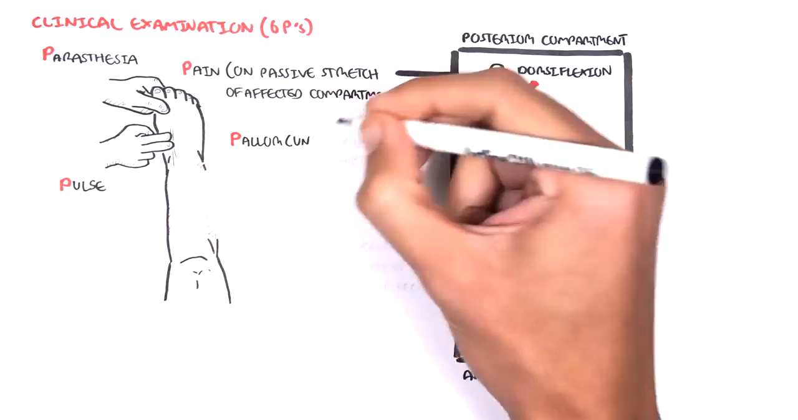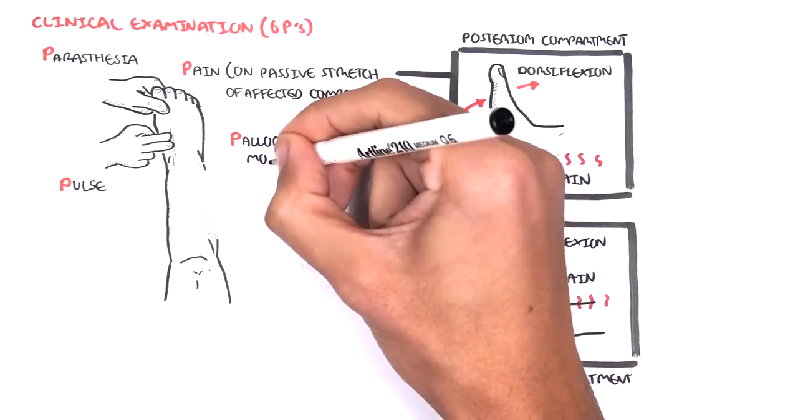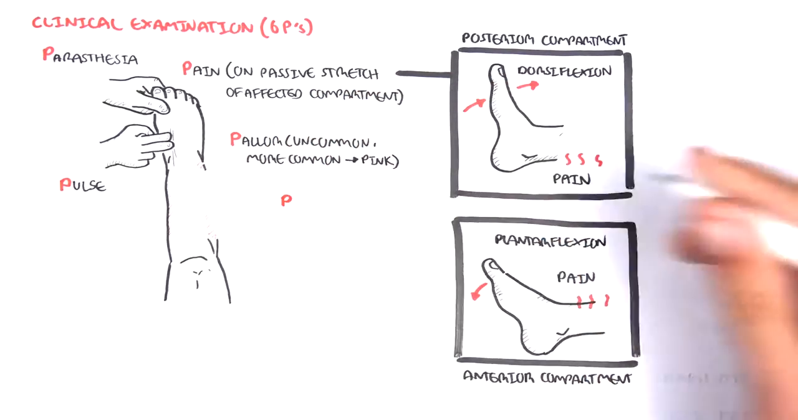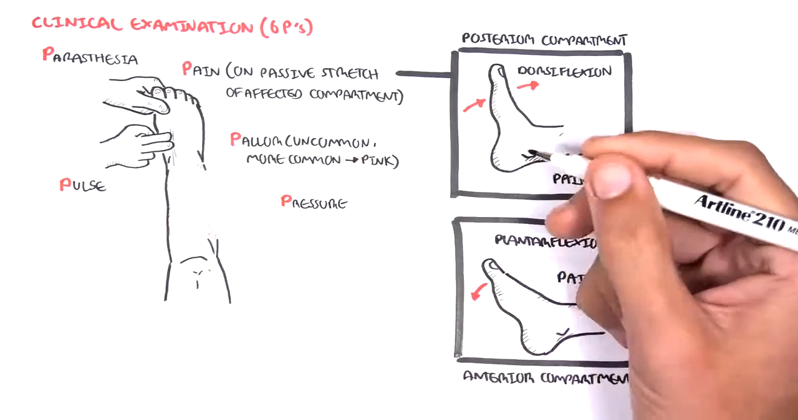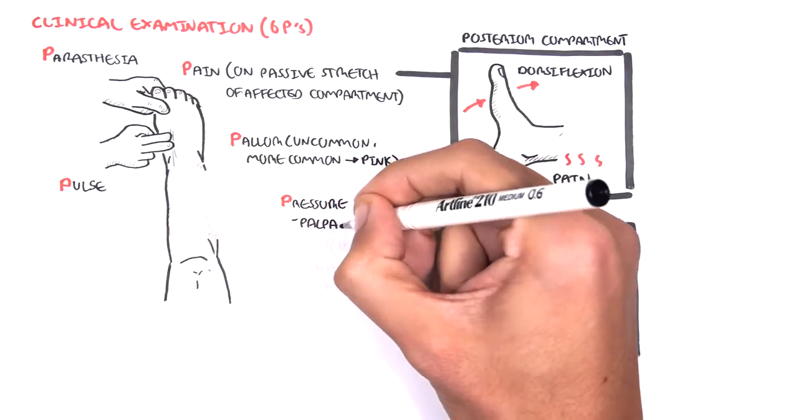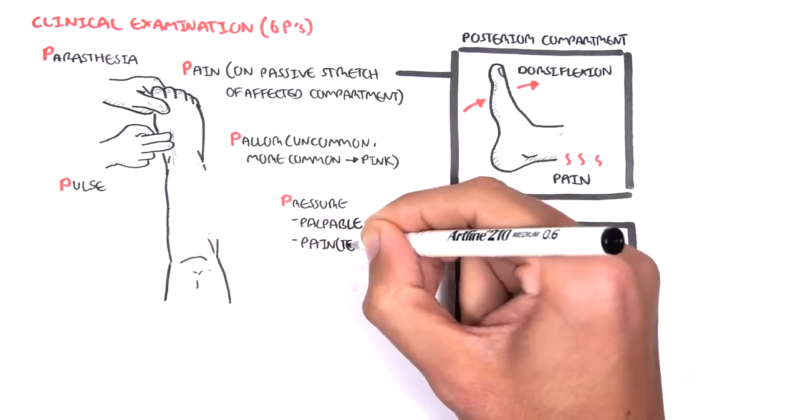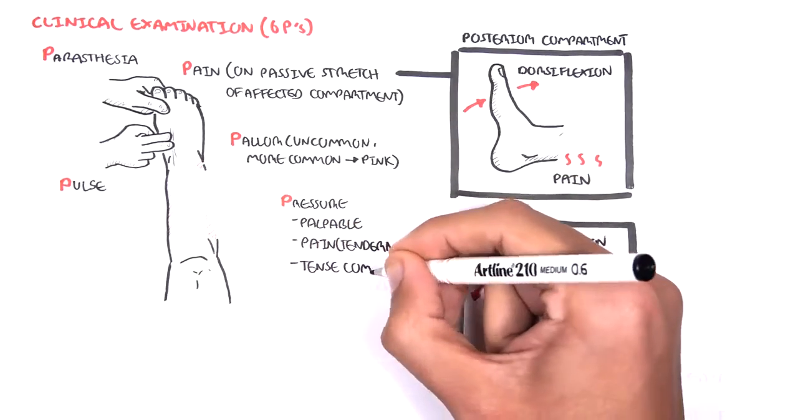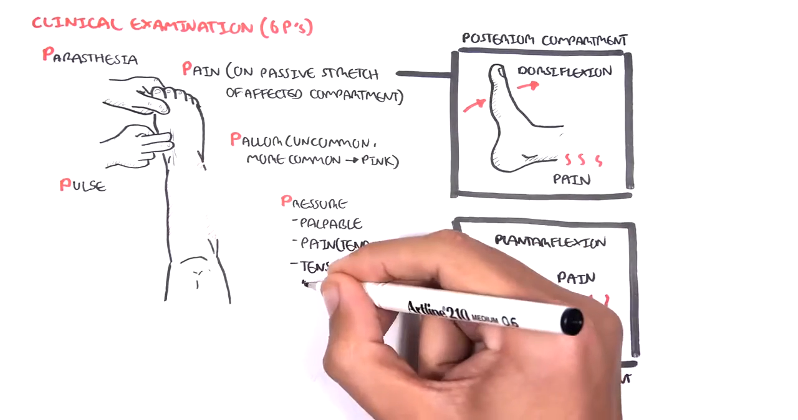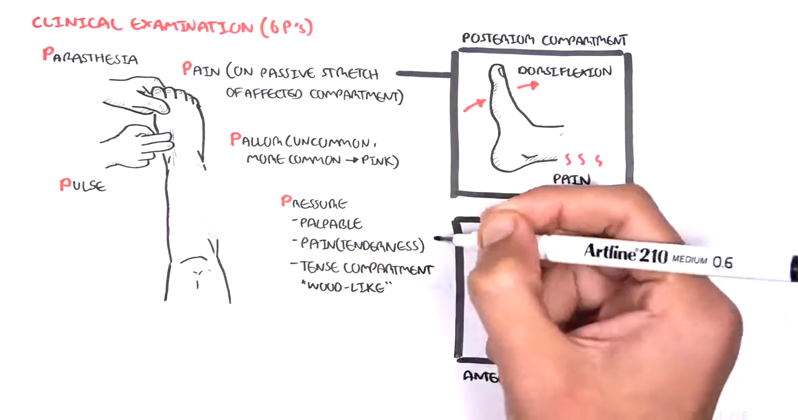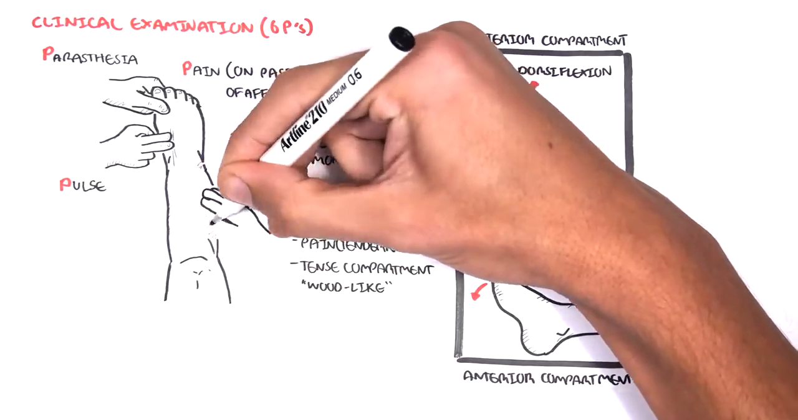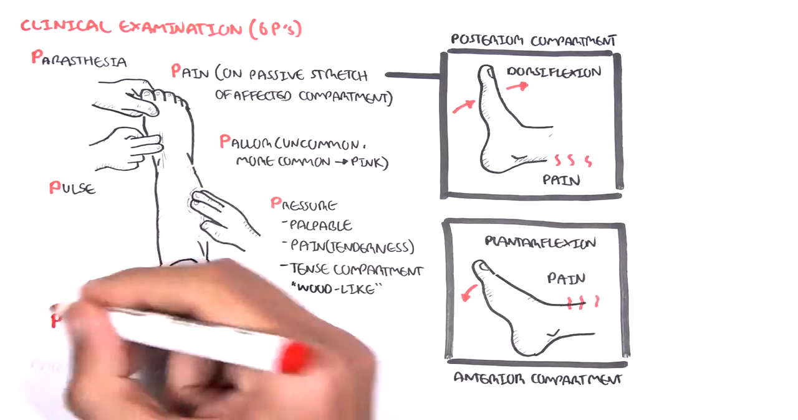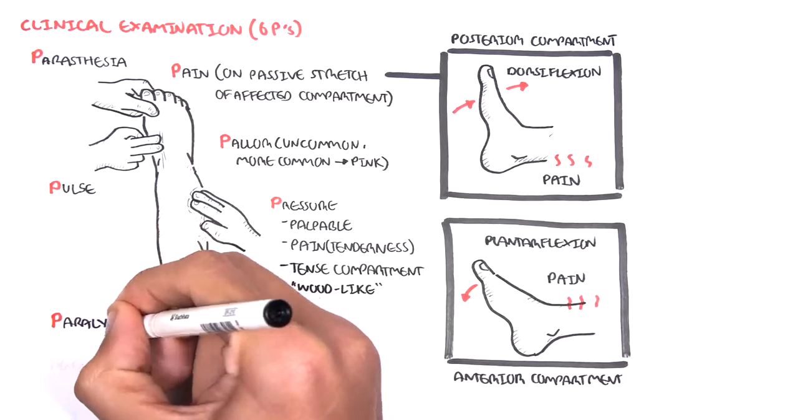Pallor is the 4th P, and in compartment syndrome, pallor is uncommon. What is more common is pink, because the limb still has some form of blood supply. The 5th P is pressure. Pressure includes pain when touching the affected limb. Also very important, patients with acute compartment syndrome often describe the limb as feeling wood-like on palpation because of the increase in pressure. The final 6th P is paralysis, which is the latest finding.